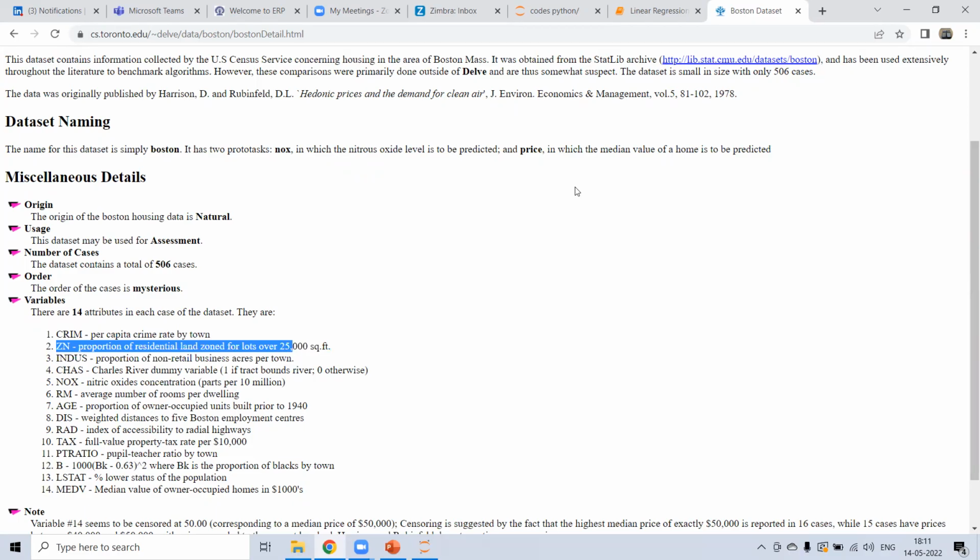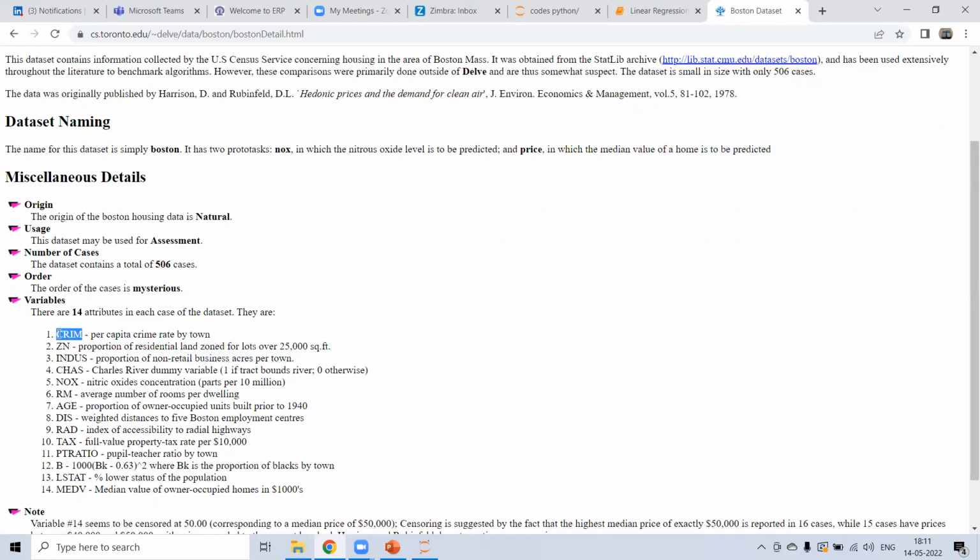Okay, so this is town-wise data. Price is the median price of all the houses in that town, and these are town-wise data. So per capita crime rate, proportion of residential land zoned for lots of 25,000 square feet. Indus means the proportion of non-retail business areas per town.